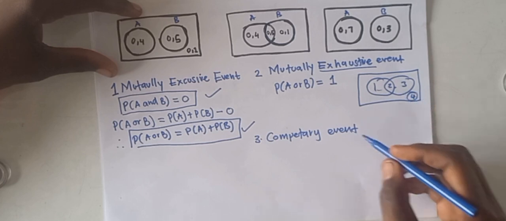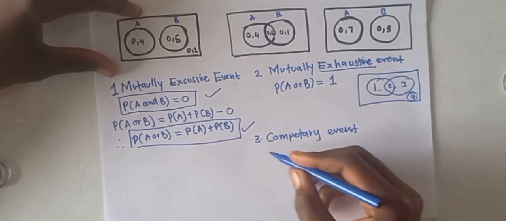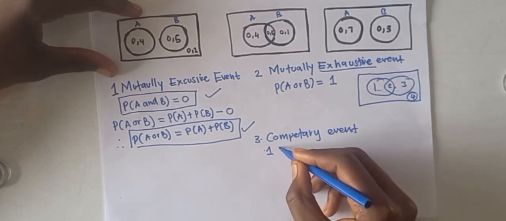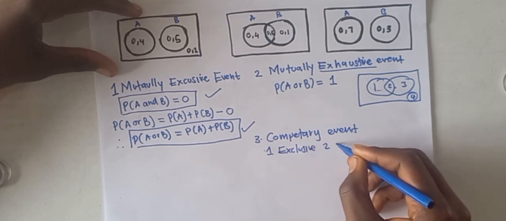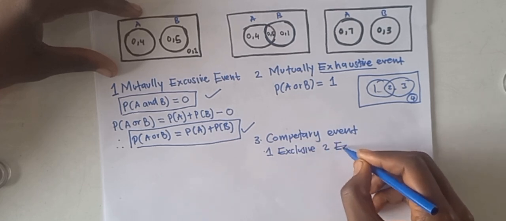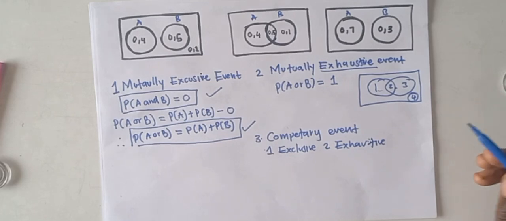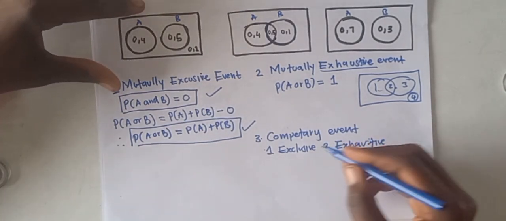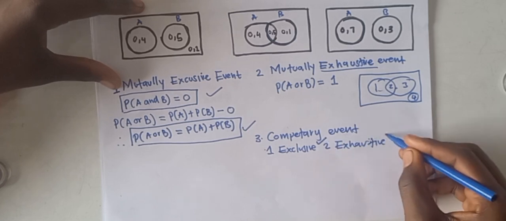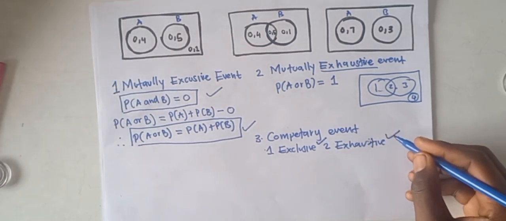Two events are complementary when they are what? They are first mutually exclusive. Secondly, they have to be what? They have to be mutually exhaustive to be a complementary event. An event is called a complementary event when it is both mutually exclusive and mutually exhaustive.